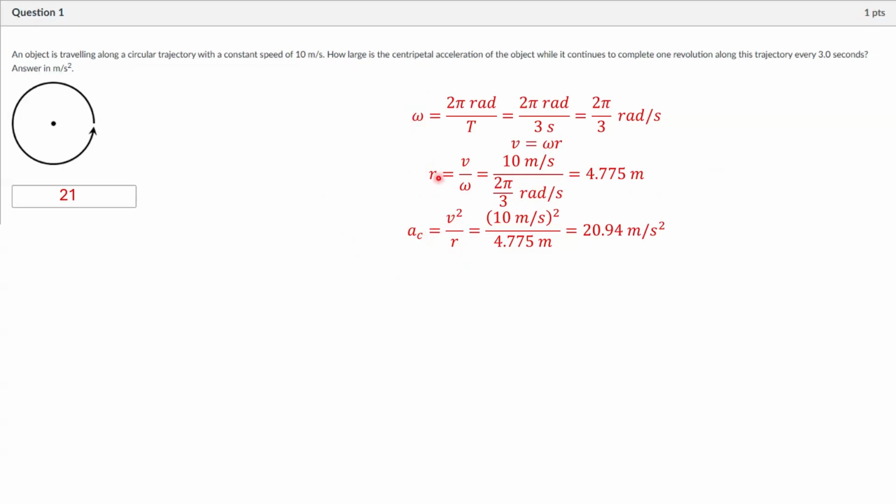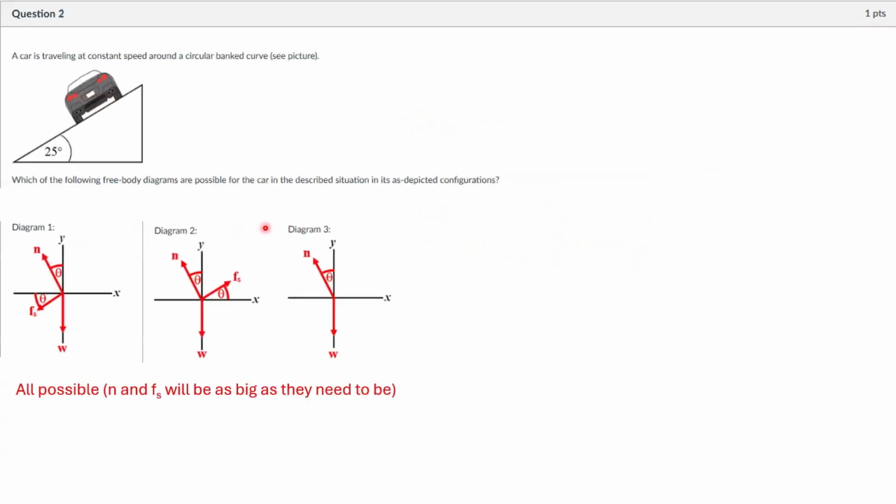So it's a two-step process to get radius. First, if I know the angular velocity and circular speed, then I can get radius. Get radius, I can get centripetal acceleration. It would then be 10 meters per second squared over the radial distance I solved for. I end up with 20.94 meters per second squared. Looks fair. With two significant figures, it would be 21 meters per second squared.